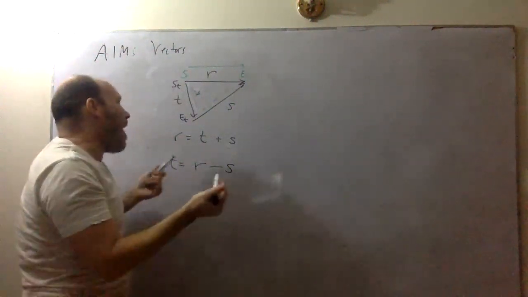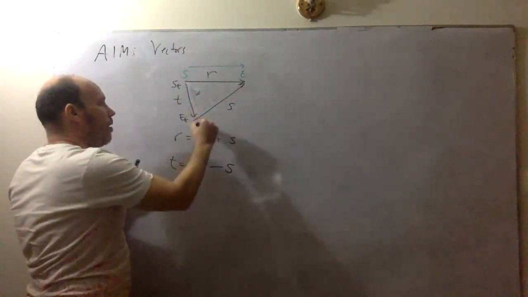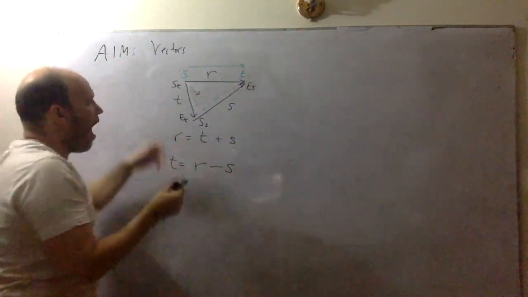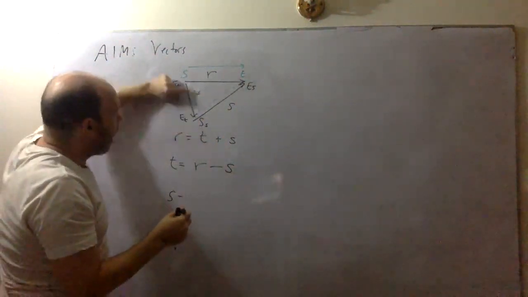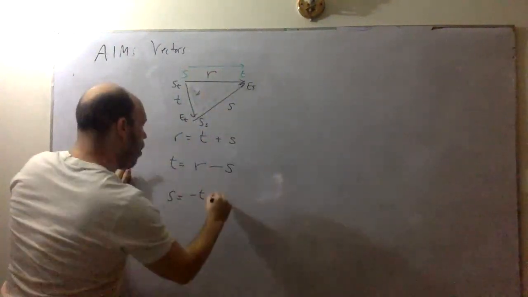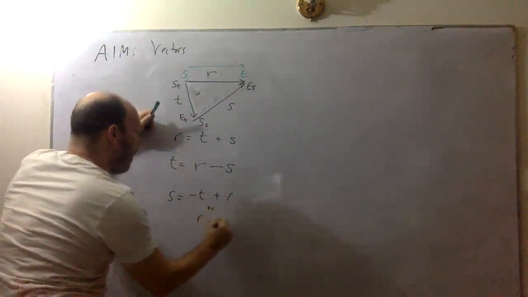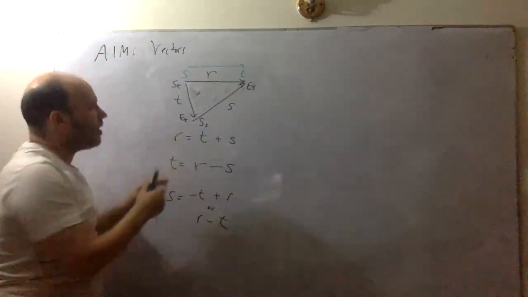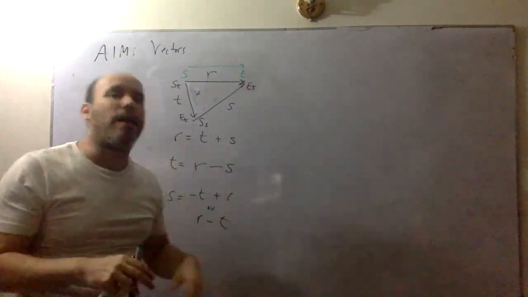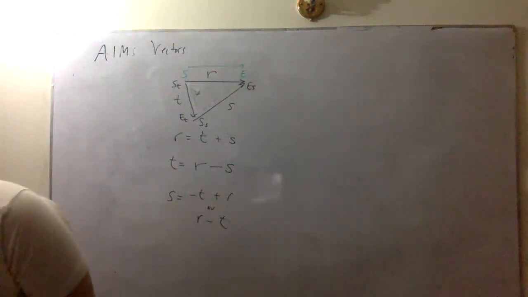What about the journey of S? That's not difficult. S starts here and ends here. Well, how do I do S? I go the opposite of T and then plus R, or I can write it as R minus T. And that's the idea. Vectors represent journeys, and we're going to see in a second they represent displacement.